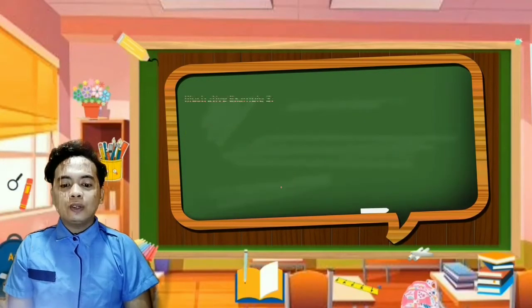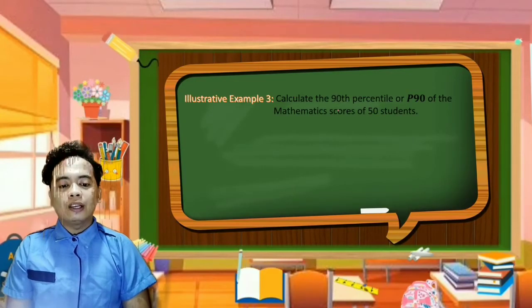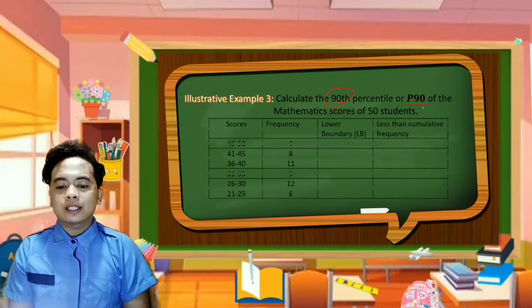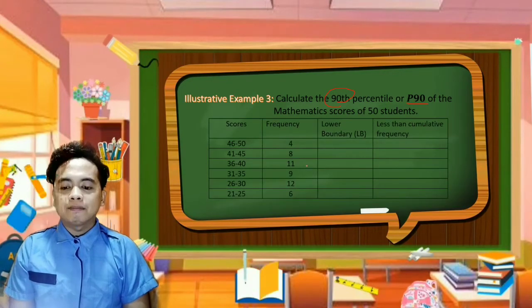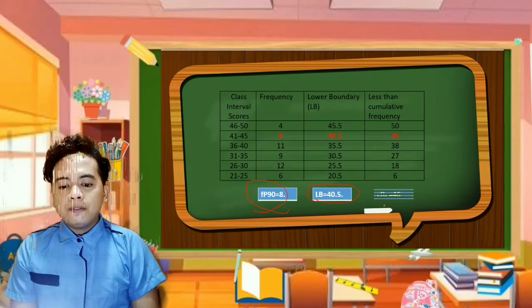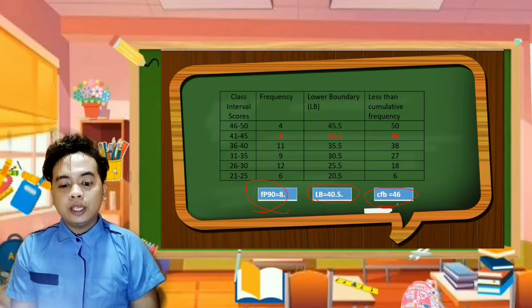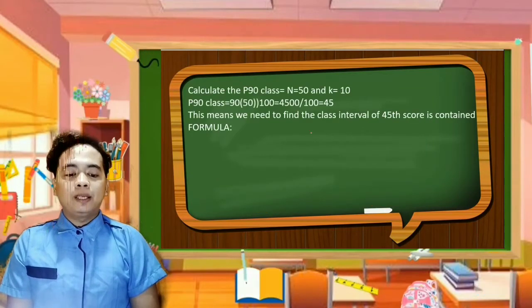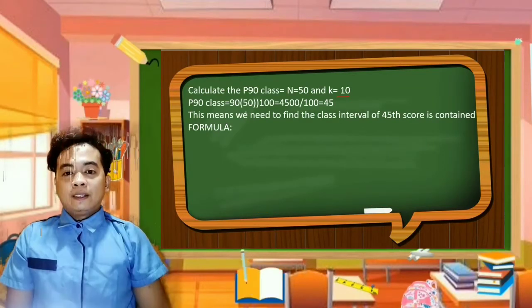Example, calculate the 90th percentile or the P90 of the mathematics course of 50 students, given the data. After the computation, we found out that FP90 is equal to 8, LB is equal to 40.5, and CFb is equal to 46.